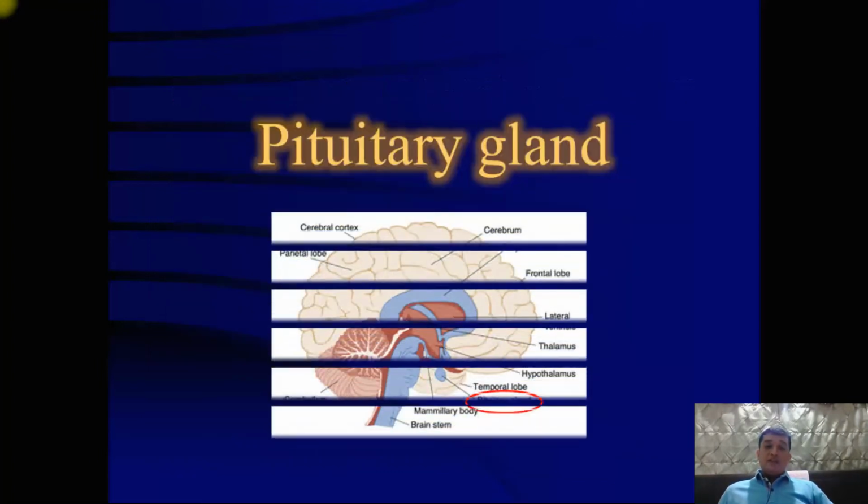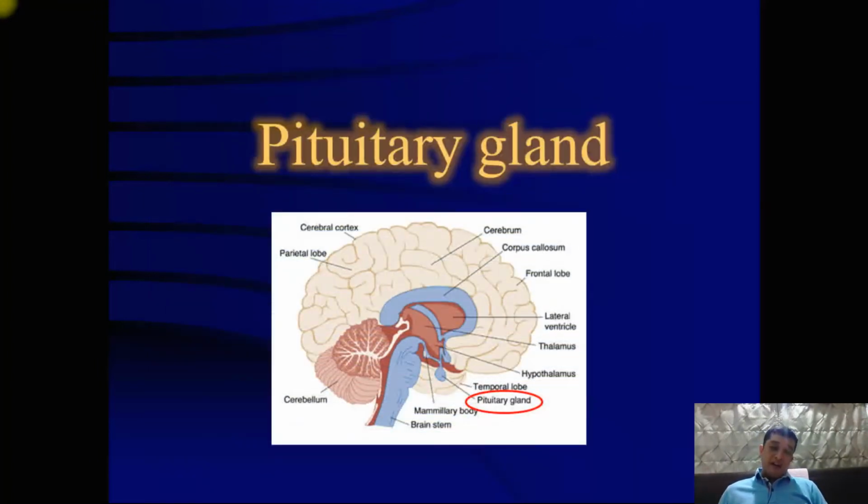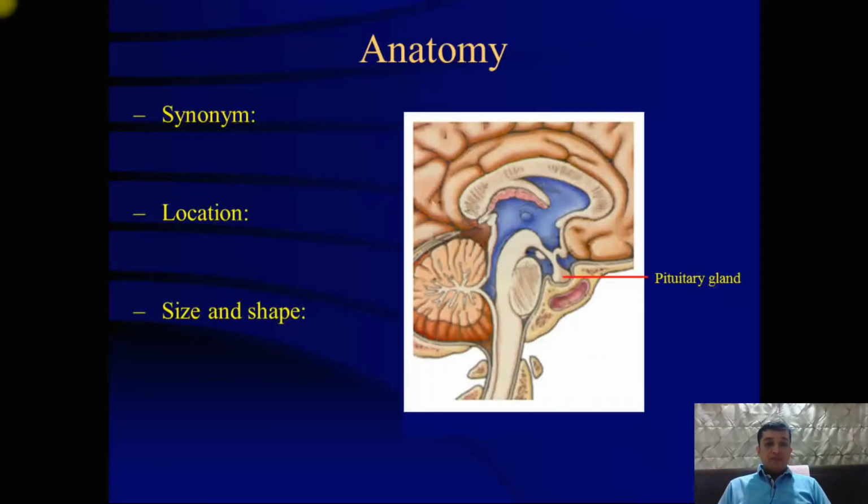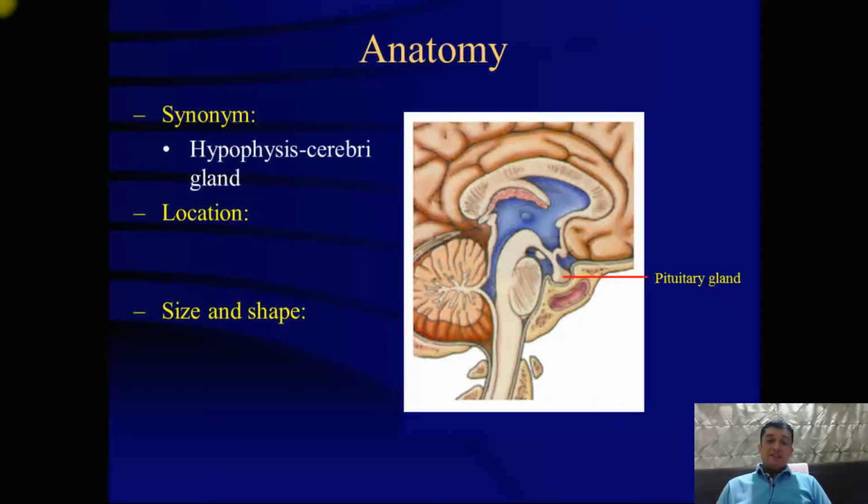Fine. So moving toward the second important topic of our gland, because ultimately we are interested in learning the interrelationship between the hypothalamus and the pituitary gland. Starting with the anatomy, it is also referred to as the hypophysis cerebri. Hypophysis refers to undergrowth, so you can see that this is an undergrowth just beneath the hypothalamus, and cerebri because it is located within the brain. So hypophysis cerebri gland, right?